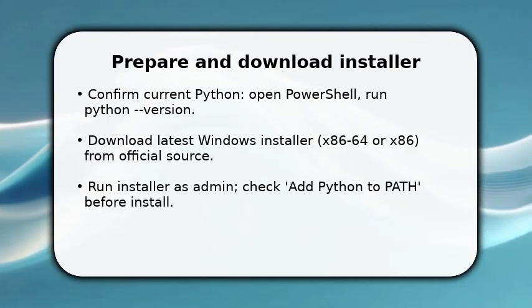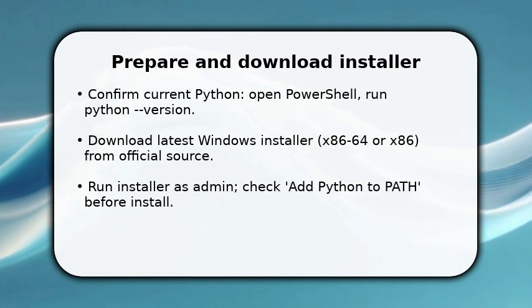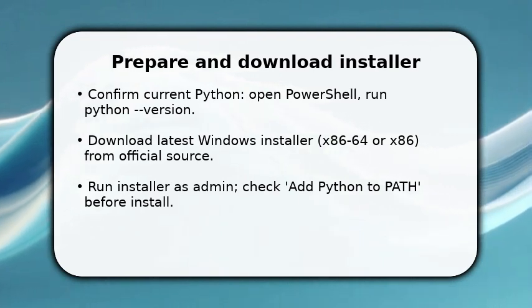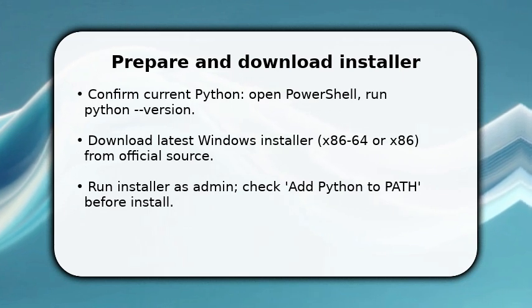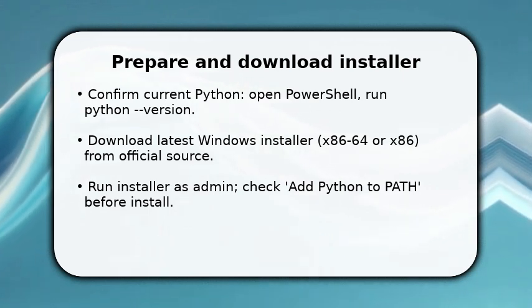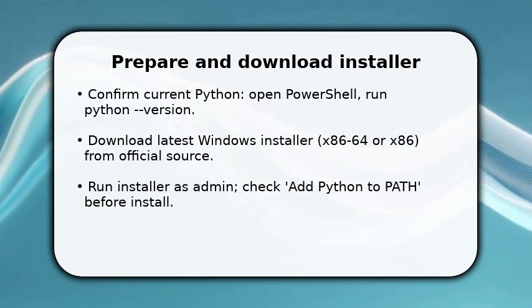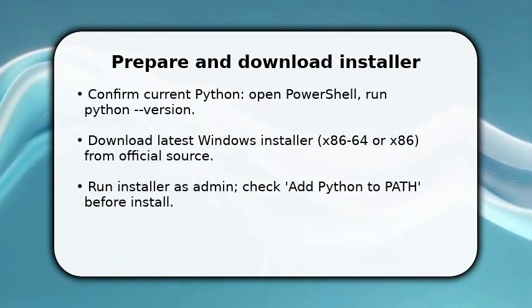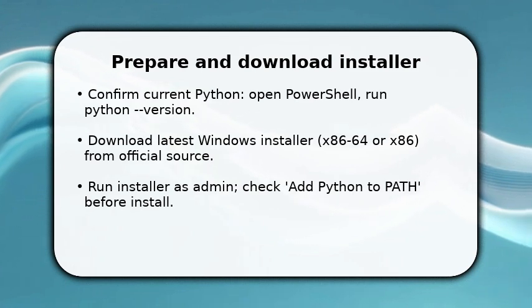You begin by confirming what you already have. Open PowerShell and run python --version so you know the baseline. Once done, choose the correct installer architecture for your machine, typically x86-64. Download the executable and right-click to run as administrator.